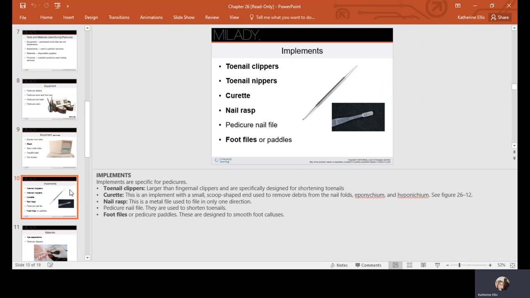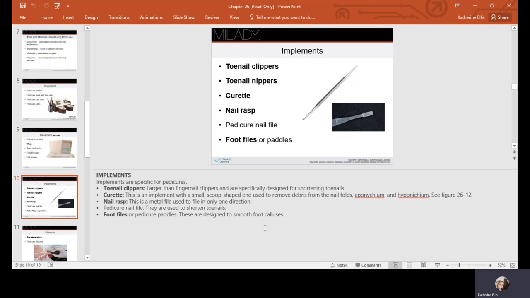Other implements are toenail clippers, toenail nippers, a curette, which is pictured here. This is an implement with a small scoop and used to remove the debris from nail folds, the eponychium and the hyponychium. A nail rasp, this is pictured here, can be used to shorten the toenails. It's a metal file used to file only in one direction, so you can't go back and forth. And then, of course, a pedicure nail file and then foot files are used to smooth calluses.